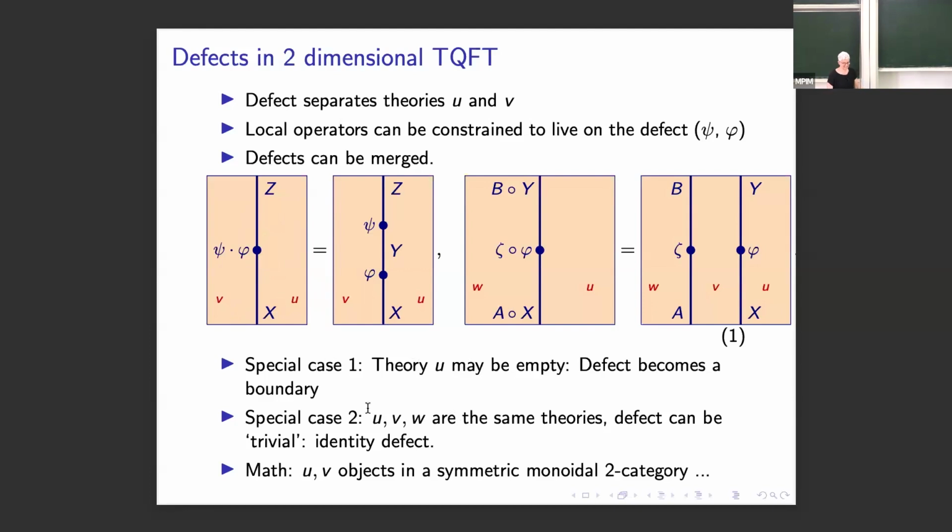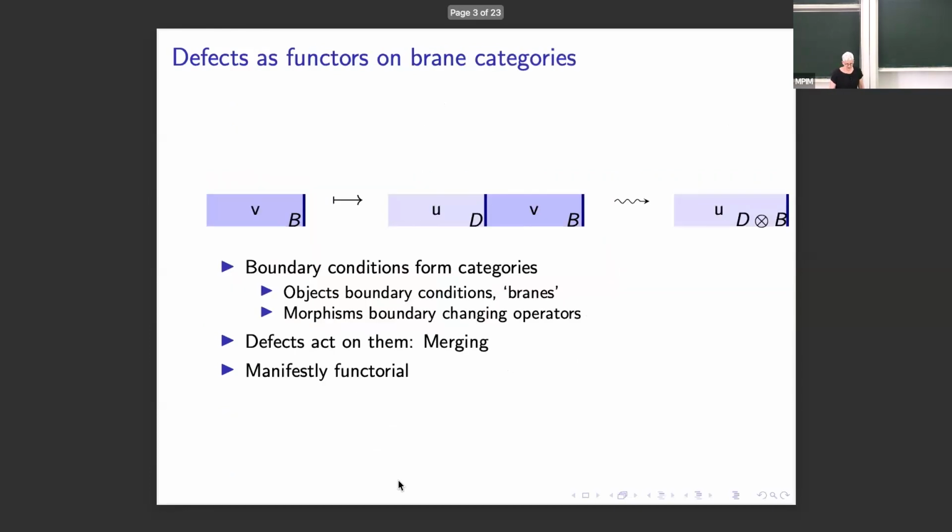And the other special case is that all of these theories are the same, and the blue lines are just identities. So there's an invisible defect that just does nothing in physics and imposes trivial gluing conditions, and in math it would be the identity morphism. Okay, so I emphasized that there are these special cases of boundary conditions that are part of the category, and oops, some of the colors are not visible in this projection.